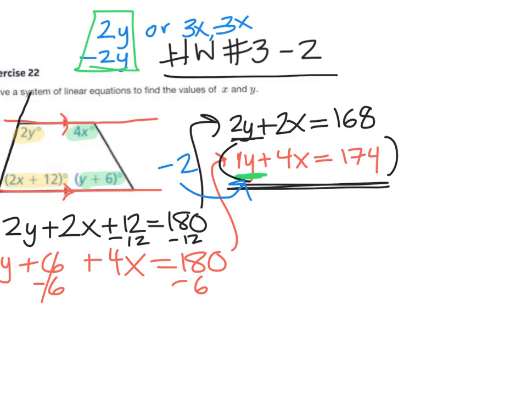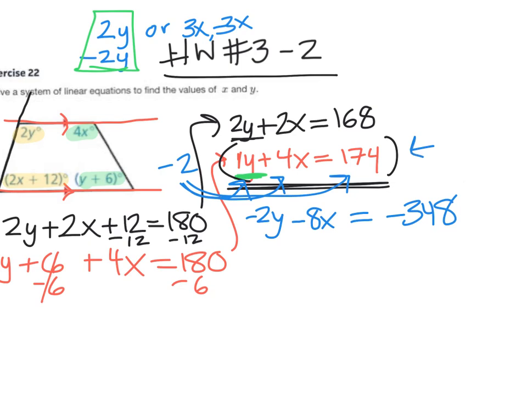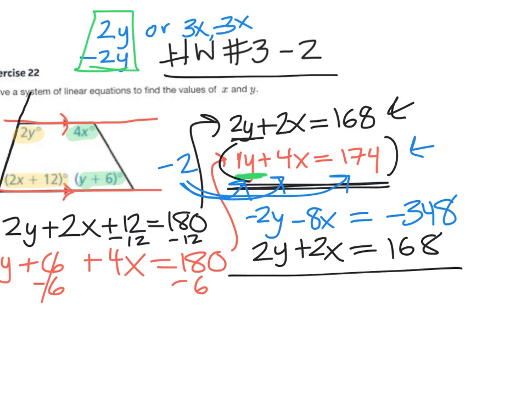So I'm doing negative 2 times 1, that gives me negative 2y. Negative 2 times 4x gives me negative 8x. Negative 2 times 174, let me check what that gives me. 174 times negative 2 is negative 348. So I multiplied this whole red equation by negative 2. The top equation in black, I'm just going to copy: 2y plus 2x equals 168. I'm not changing it.